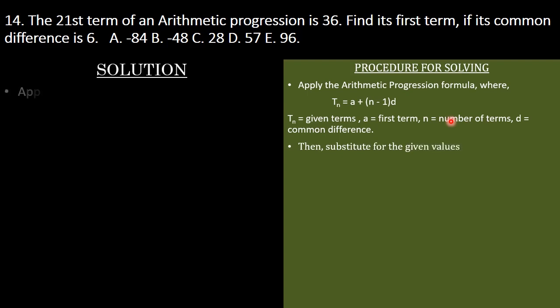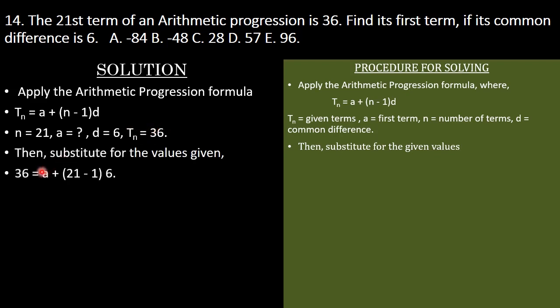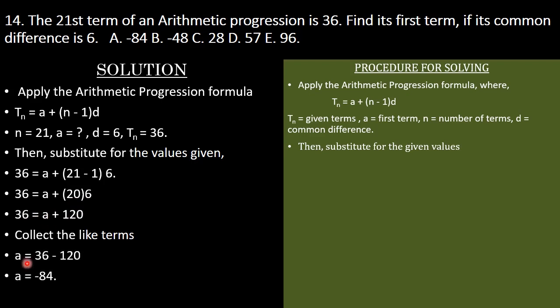Let's check the solution. Let's apply the formula for arithmetic progression. Then substitute. n here is equal to 21. We don't know our first term. We have to find our first term. Our common difference is 6 and the term is 36. Now let's substitute: 36 is equal to a plus (21 minus 1) times 6. We have 36 is equal to a plus 20 times 6. Then 36 is equal to a plus 120. When you collect the like terms, you have a equals minus 84.